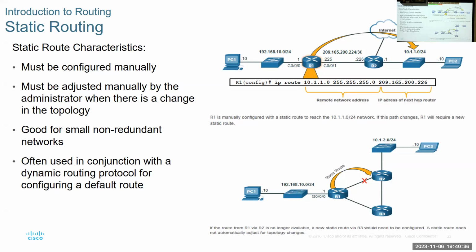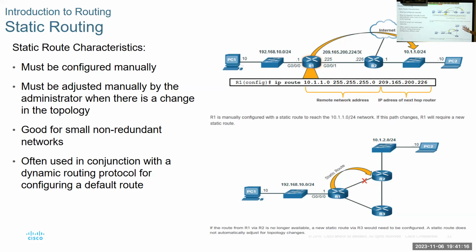Okay, so in a situation like this where there's multiple ways to get to the destination, you've got 3 routers configured in a triangle. If the main route is to go from router 1 to router 2 to get to the 10.1.2 network, then what happens if the link goes down? You need to have a secondary static route that says if the first route fails, go to router 3 to get to that network.